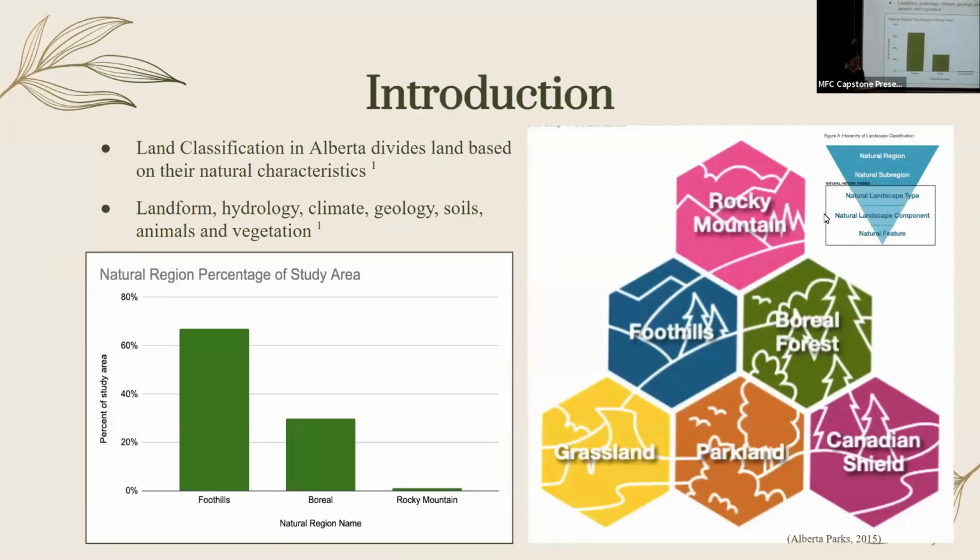My study area overlaps more than 3 of Alberta's 6 types of natural regions. Natural regions are just a type of land classification that they use in Alberta based on things like climate and geology and landform. So 10% of Alberta's total natural regions are classified as foothills, and this makes up more than 70% of my study area. 60% of Alberta's natural regions are boreal, which is about 30% of my study area. And then about 7% is Rocky Mountain, which is only about 1% of my study area.